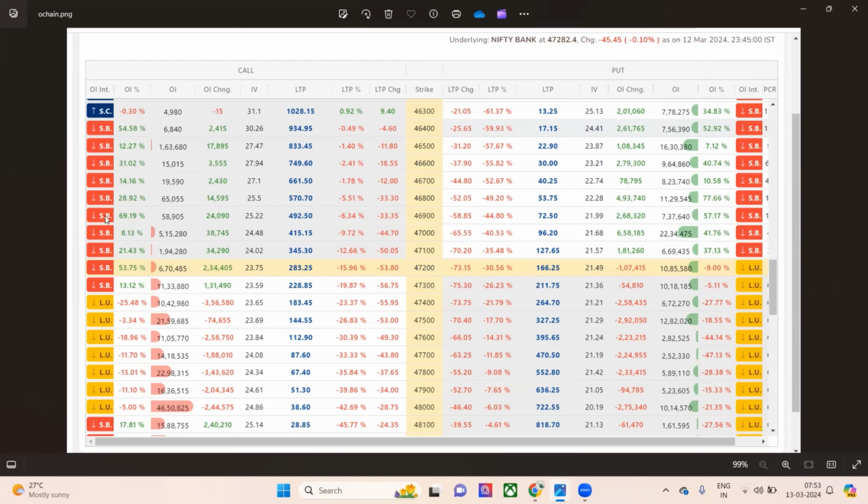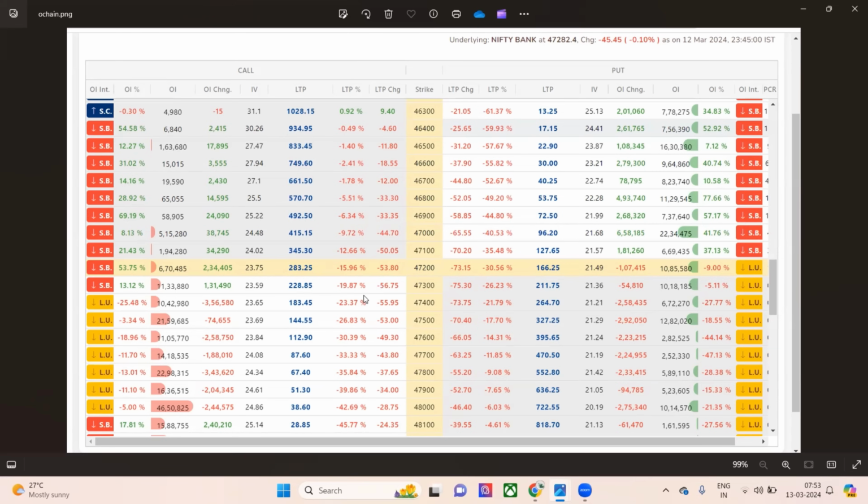As you can see, a good number of short buildup on the call side, ITM, in the money. If you look at in the money puts, it's just long unwinding. Those who are in profits have booked the profit. That's what you can see here as long unwinding. And out of the money, there is some short buildup also.